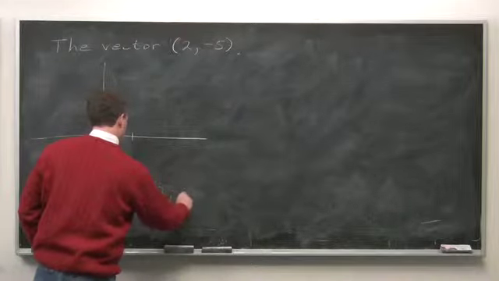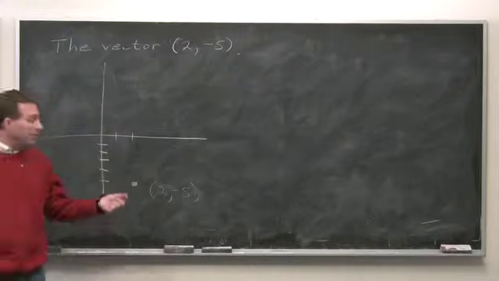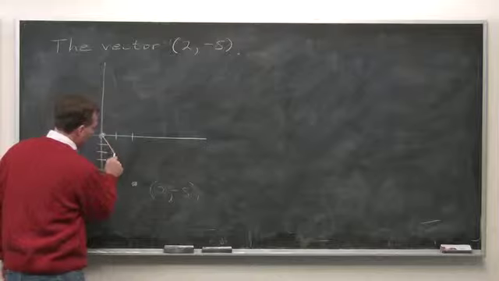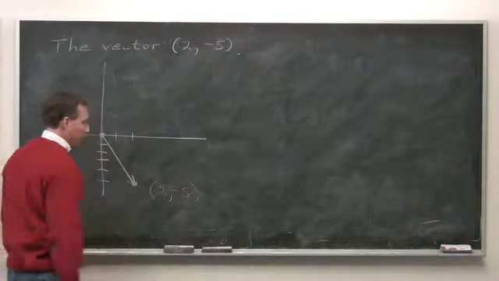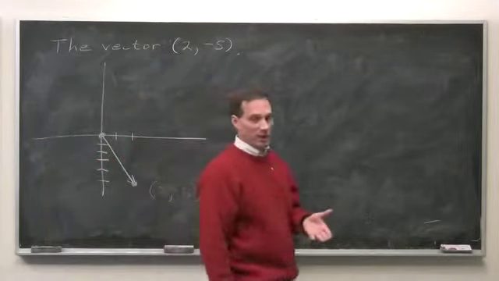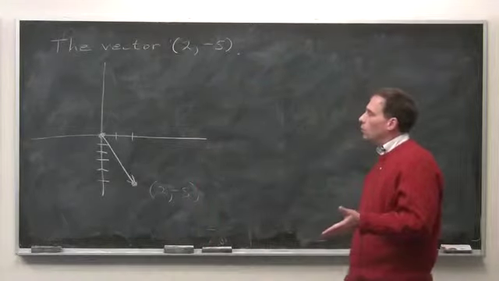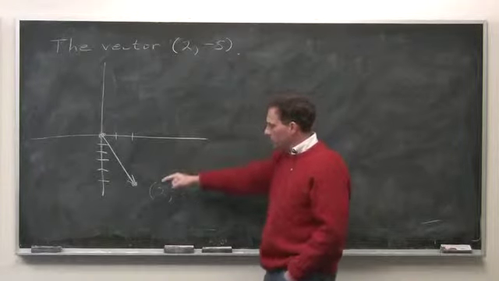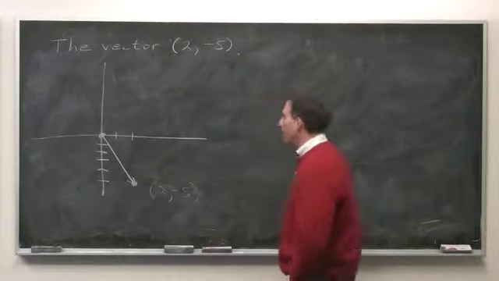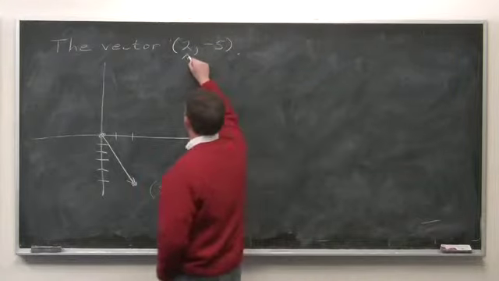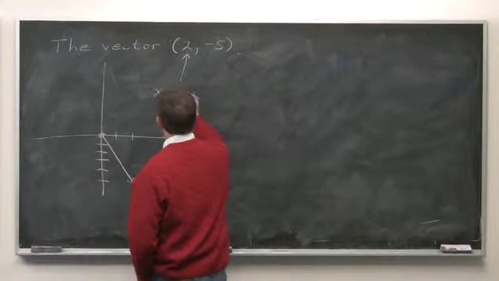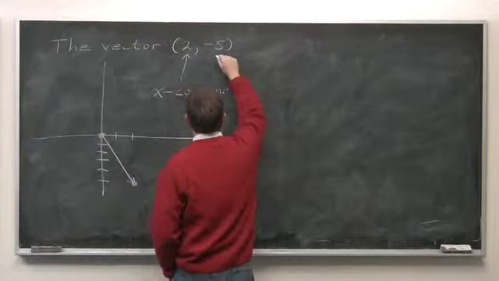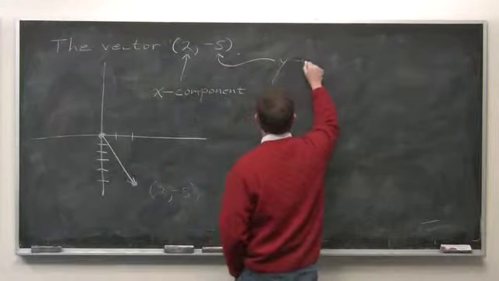But if you're thinking of it as the vector 2 minus 5, then that means you're thinking of the vector represented by the arrow that goes from the origin out to 2 minus 5, and you would typically picture it by an arrow. So we call it a vector, and that means we're thinking of it in this way. These are called the components of the vector. This is the x component of the vector. This is the y component of the vector.